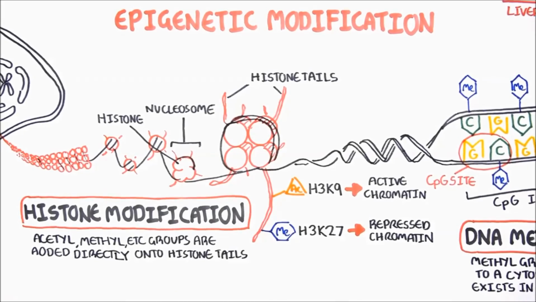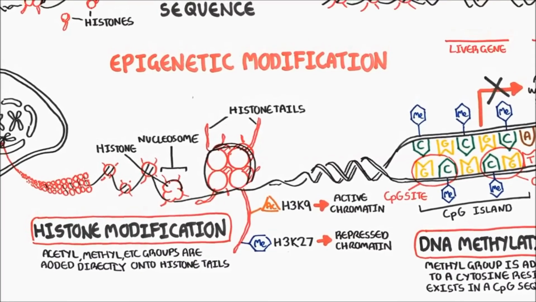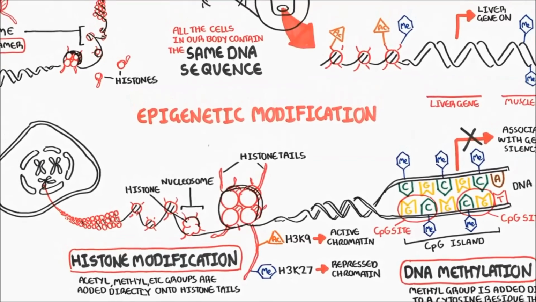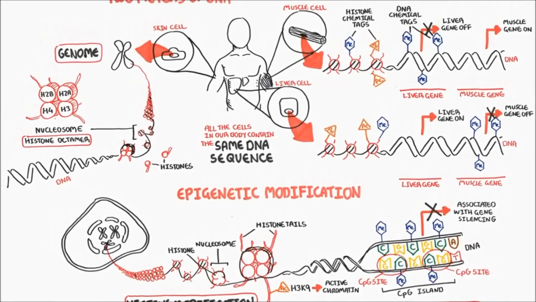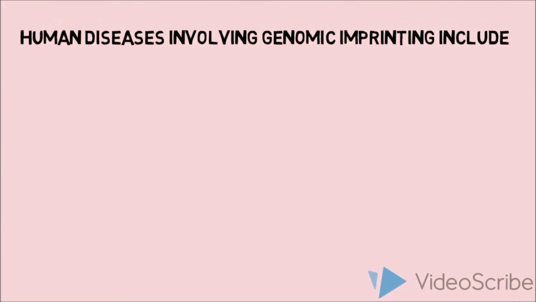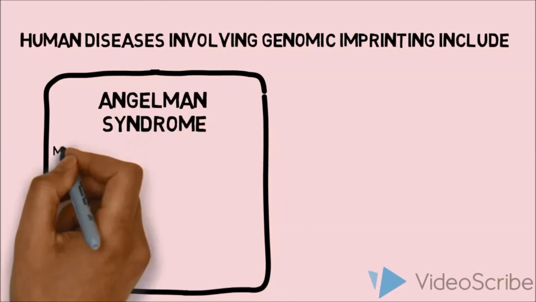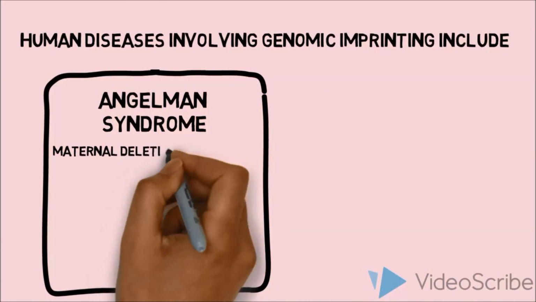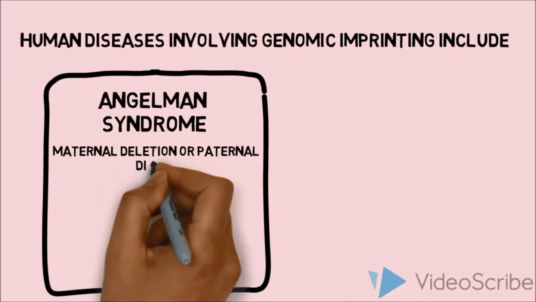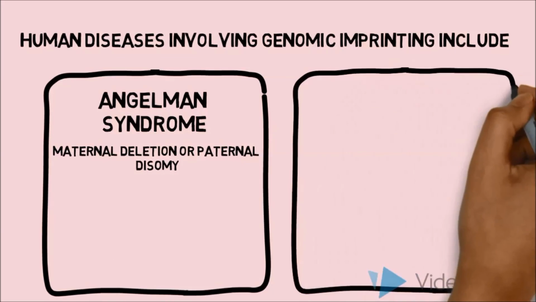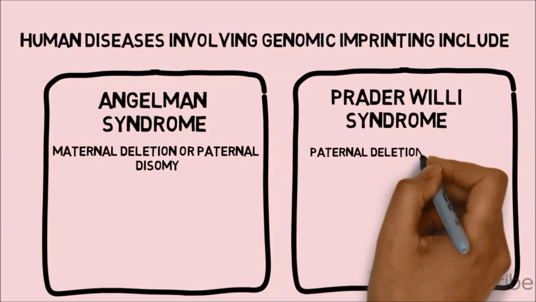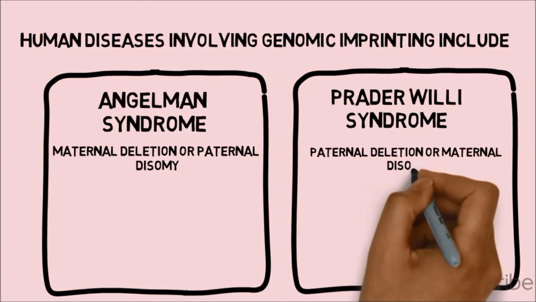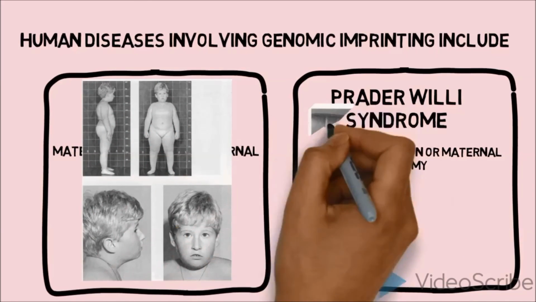Genome-wide patterns of DNA and histone modifications, or the epigenome, are established during early development and are maintained during cell division. In cancer, these patterns are altered and disrupted. Human diseases involving genomic imprinting include Angelman syndrome, which could be caused by maternal deletion or paternal trisomy. Next is Prader-Willi syndrome, which is caused by paternal deletion or maternal trisomy. Here is a picture of each syndrome.